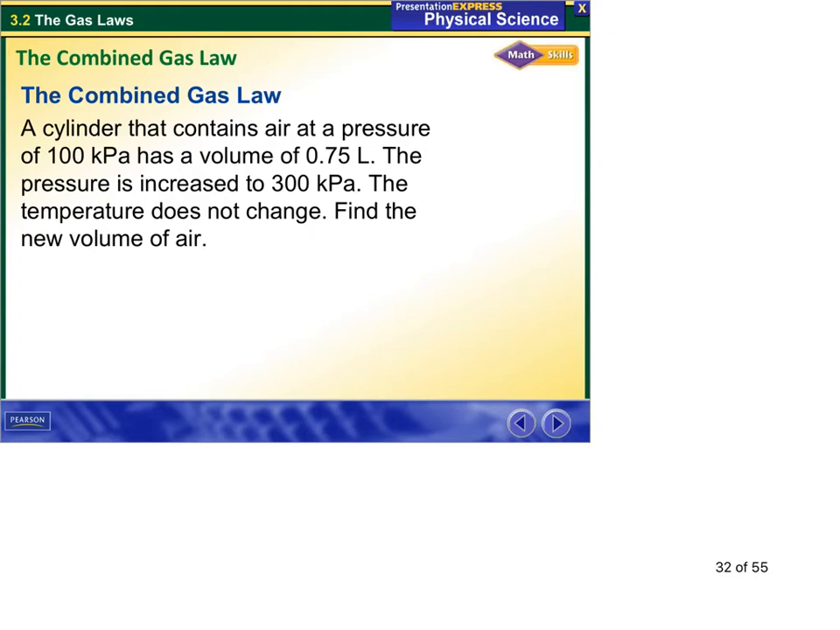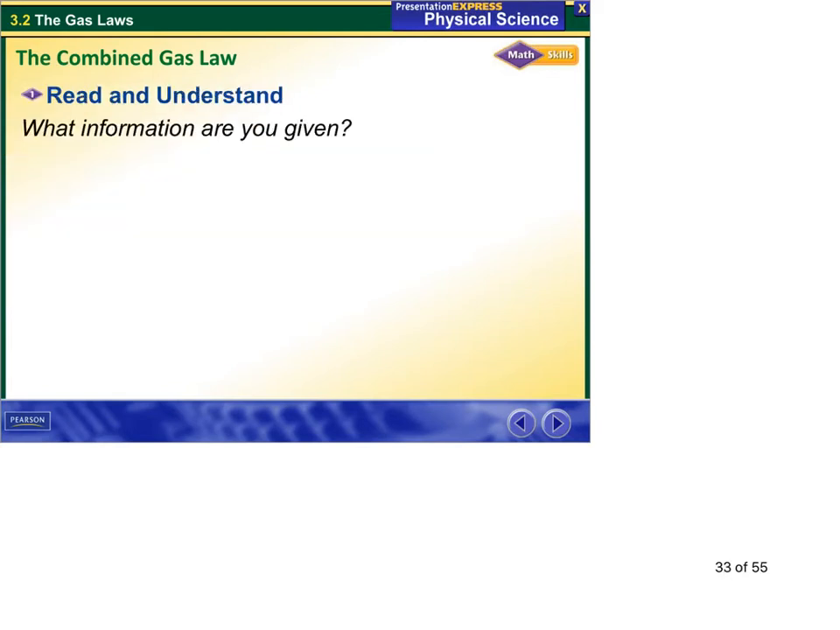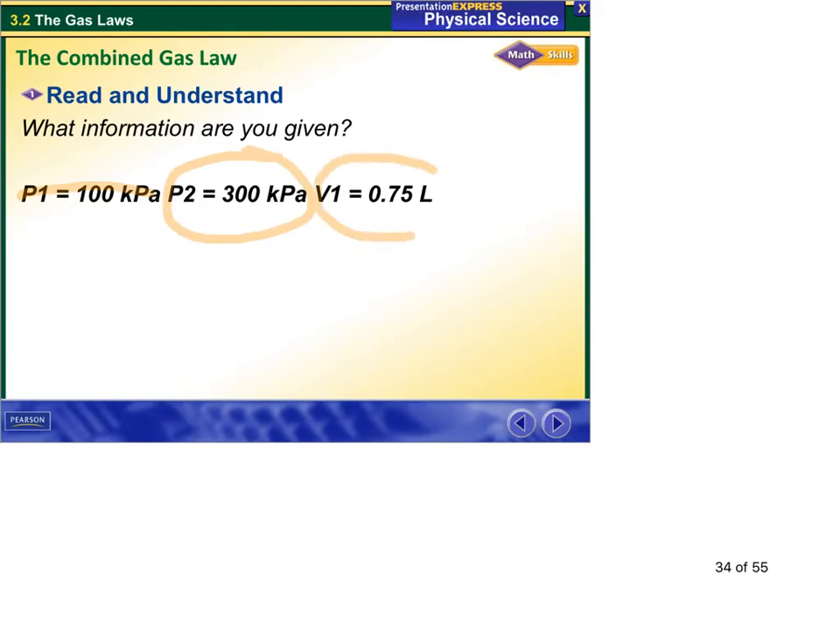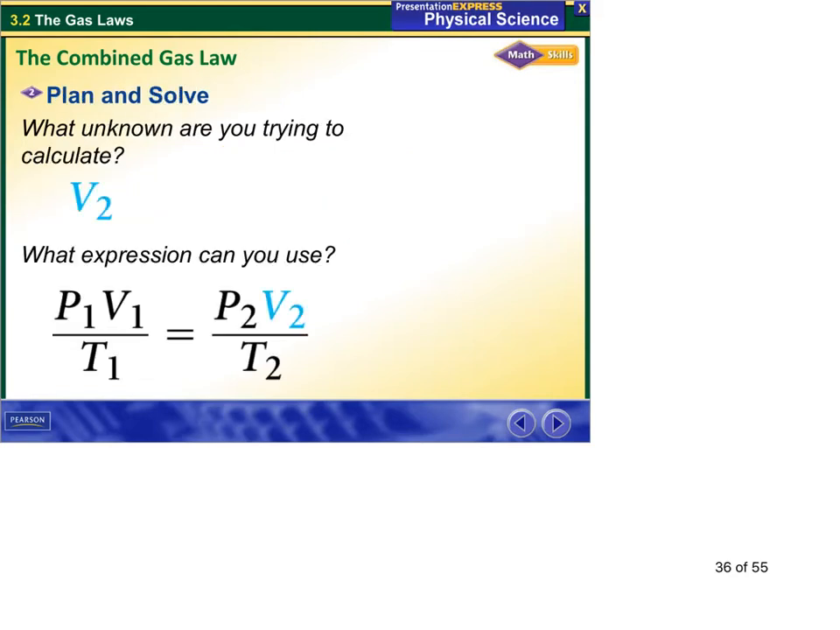And we'll look at a little example here. We've got a cylinder containing gas at a pressure of 100 kPa and a volume of 75 liters. Pressure is then increased to 300 kPa. Temperature does not change. Find the new volume. So we get all of our information, which I just highlighted. We have P1, it's 100 kPa. P2, 300 kPa. V1, 0.75 liters. And let's look at what we're trying to find. In this case, V2. So we put it in the expression: P1 V1 over T1 equals P2 V2 over T2.